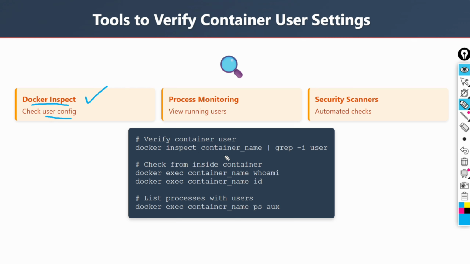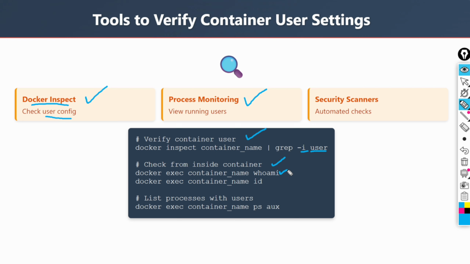To verify the container user, the command is docker inspect container name, then pipe grep -i user, which is case insensitive. If it finds the word user, then whatever associated user is there will be shown. Then, for process mounting, you can check which user is active inside a container by running these commands to view the running users: docker exec container name whoami.